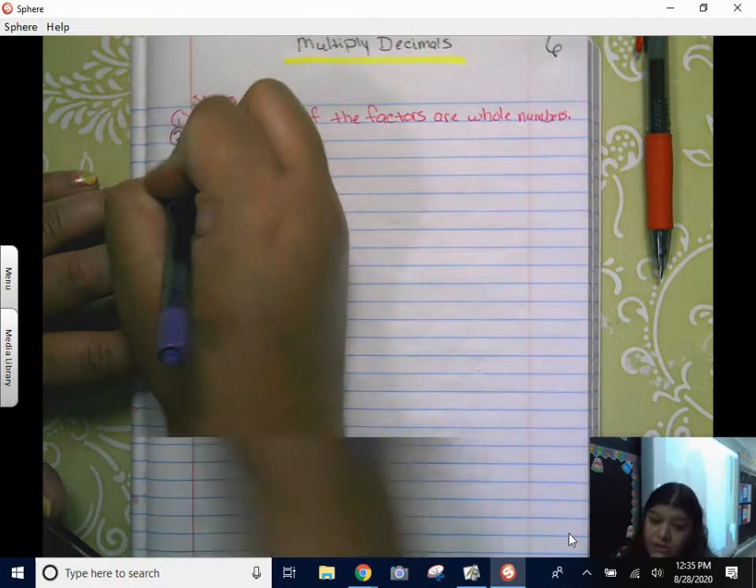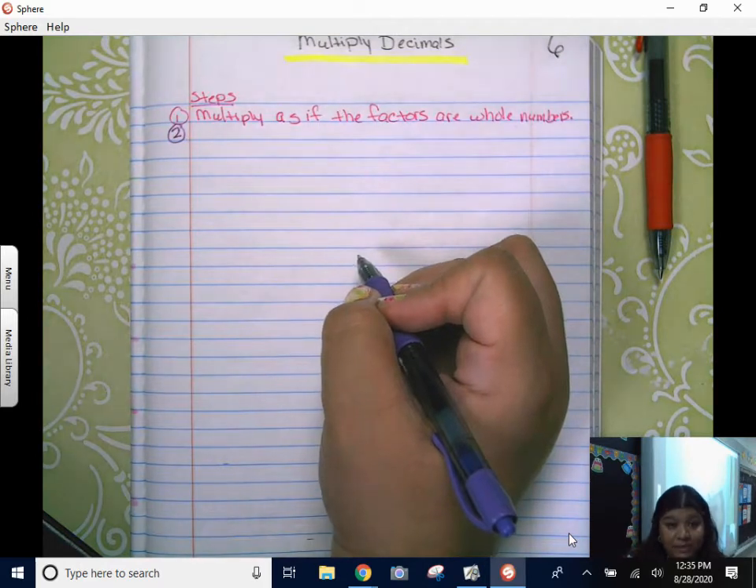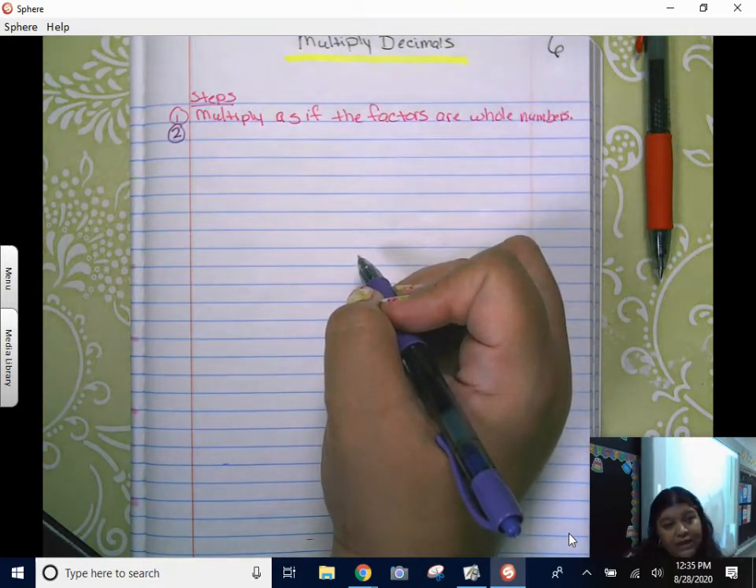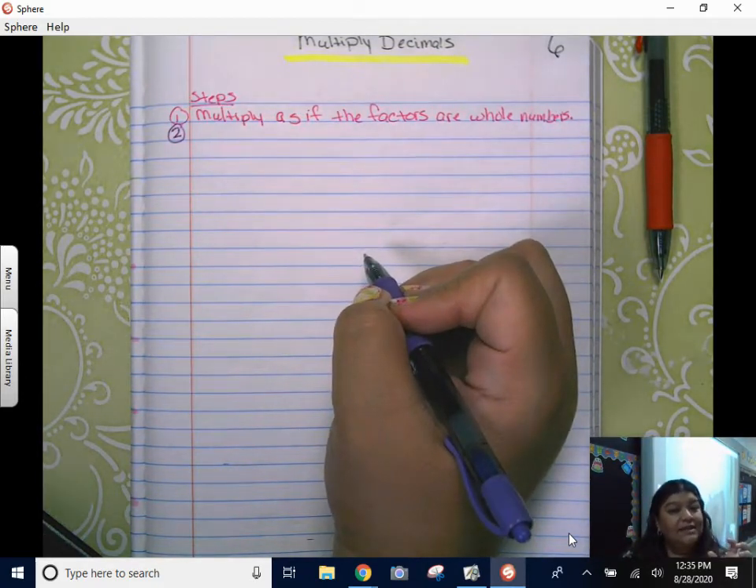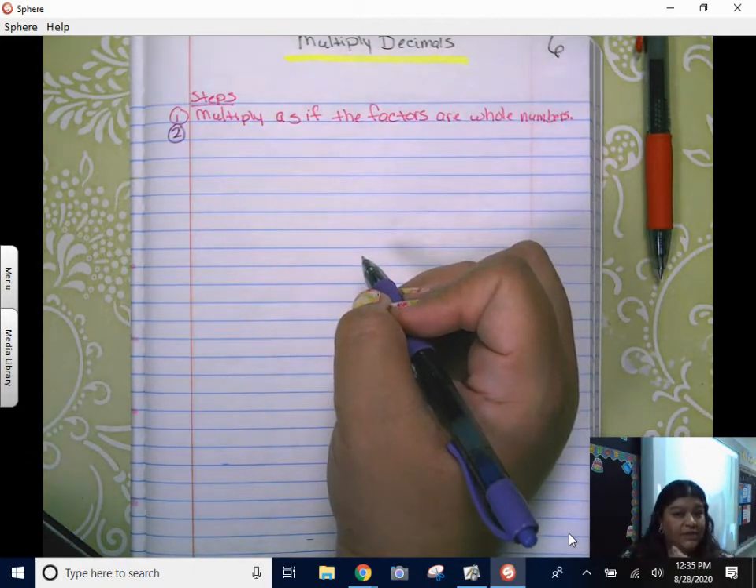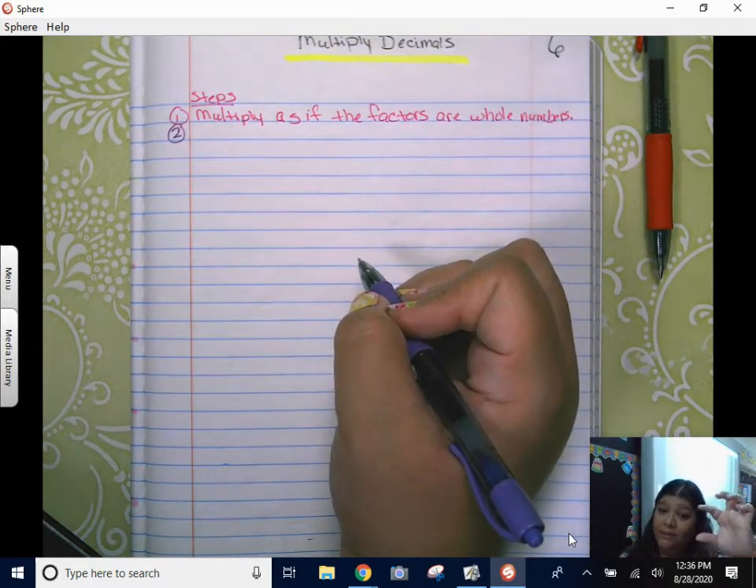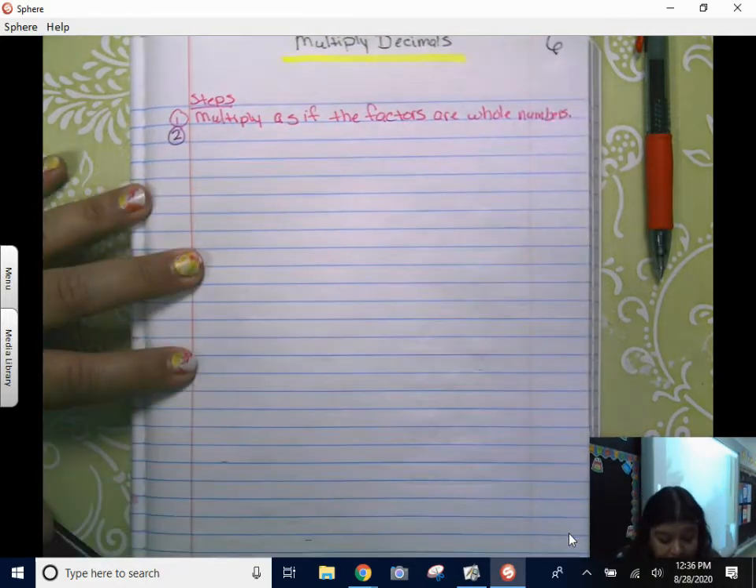All right. Now, once you've multiplied your 2 factors, you get what we call a product. The product is the answer to a multiplication problem, okay? So once you multiplied, now we're gonna go ahead and acknowledge that the decimals are there, okay? So on step 2, we're gonna count how many decimal place values we have in each factor, okay? And that's gonna tell us how many decimal place values we have in our product. So we're just gonna move the decimal that many places, okay? So however many decimal places you have in your 2 factors combined is how many you're gonna have in your final product, okay?